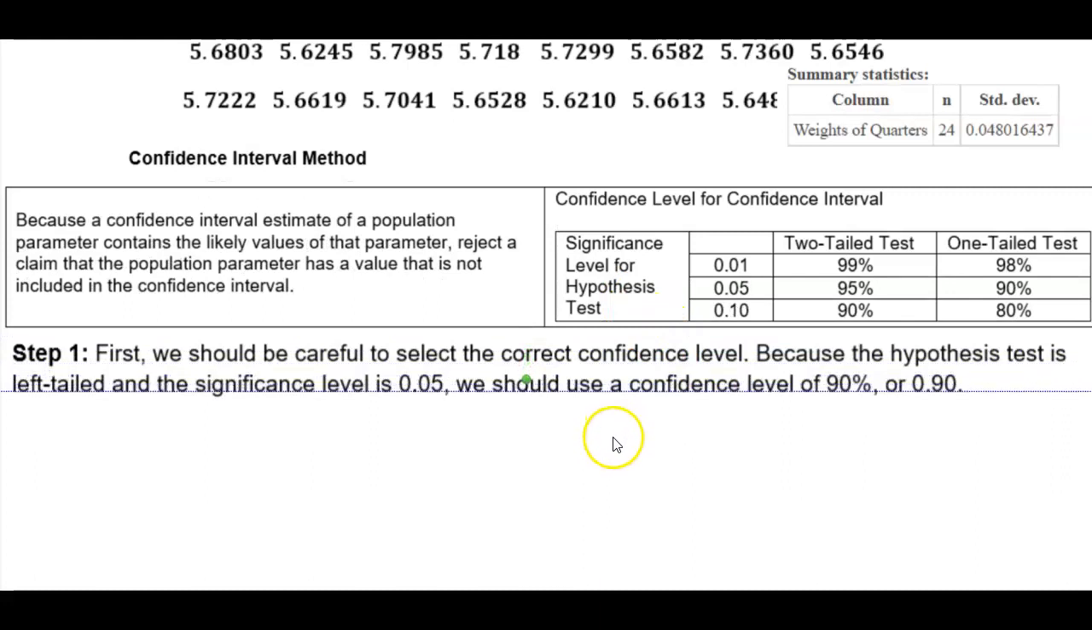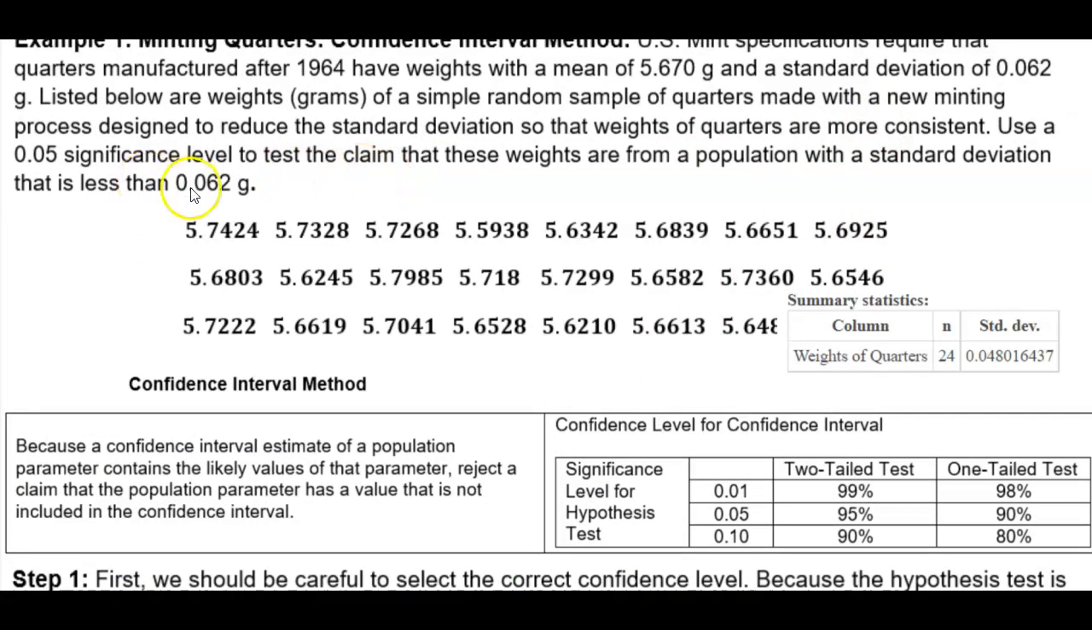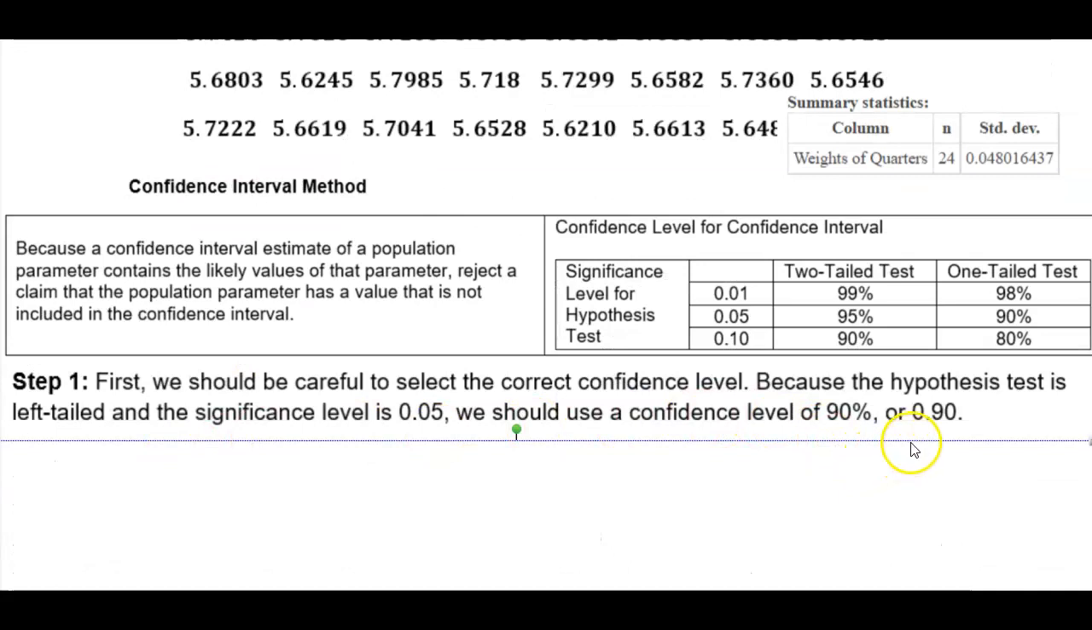So, step 1, we should be careful to select the correct confidence level. Because the hypothesis test is left-tailed and the significance level is 0.05, we should use a confidence level of 90%. If you come back here, the claim is stating that it's less than. That's why it is left-tailed. Since it's left-tailed, it's technically a one-tailed test, and we know that the significance level is 0.05. Therefore, we're going to be using the 90% confidence level, or 0.90.